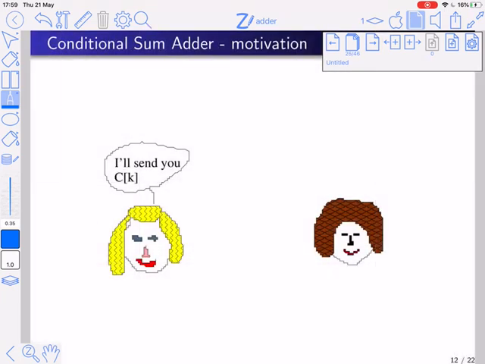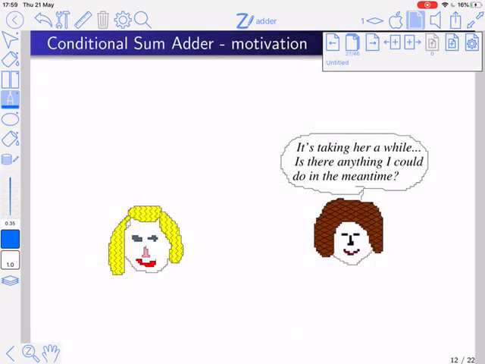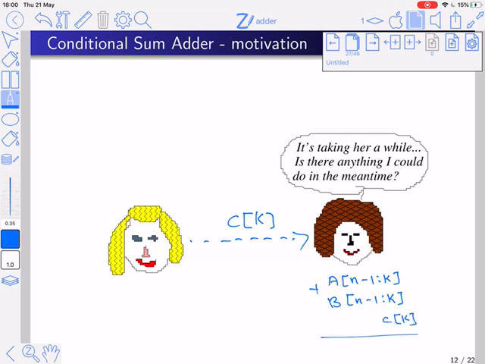Good. So she promised to send him CK, and Bob is waiting for the bit. It takes a while, communication is very slow. And he asks himself, can I do anything while I'm waiting for Alice to send me CK? Now recall that Bob holds A from position n minus 1 to K, and B from position n minus 1 to K. And he actually wants to add these three numbers together with CK. This is his goal. He wants to compute this sum. Right? So can he do anything in the meantime without knowing the value of CK?